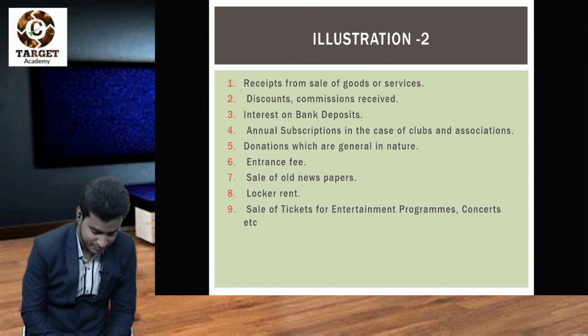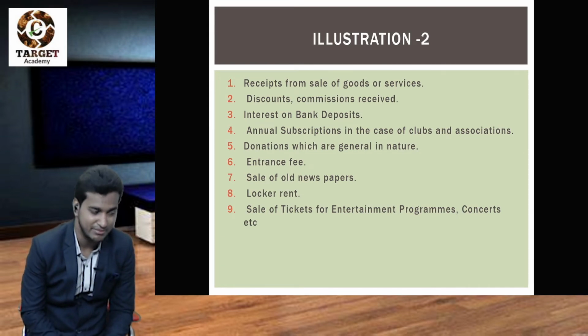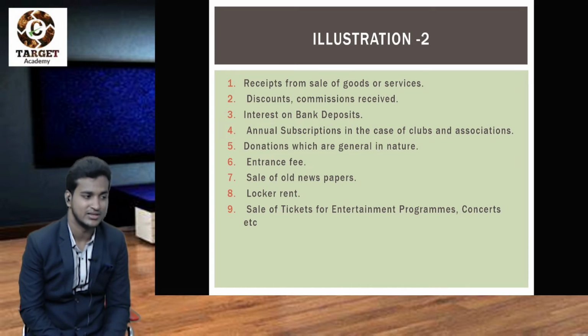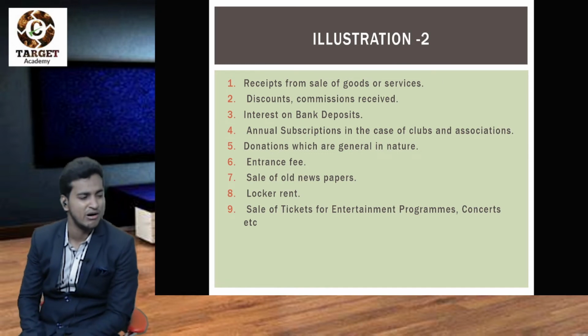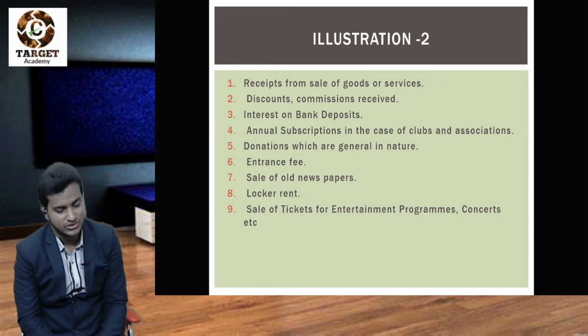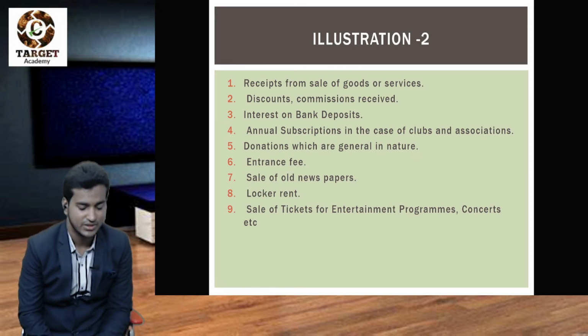Second one, discounts and commissions are received. All these are normal course of activity. Discount receipt, commission receipt are common in the business activity, right? So that is also revenue receipt.